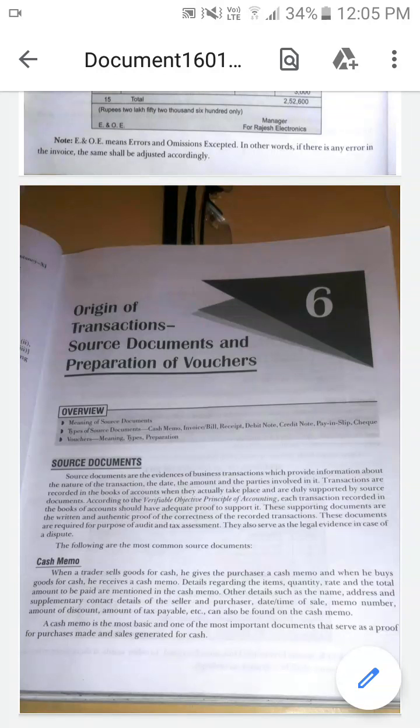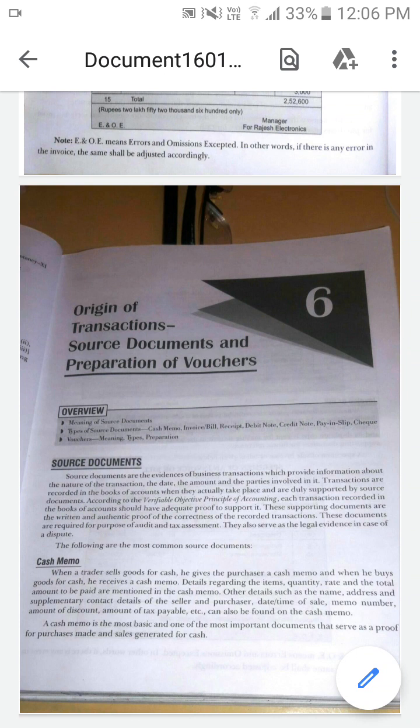Good morning, students. Today we are going to start the next chapter in accounts, that is origin of transaction, that is how to prepare the vouchers, and there are some types of source documents also. The problems relate to the preparation of vouchers, and we have to prepare different types of vouchers. So before starting the problems, we should cover some of the theory part.